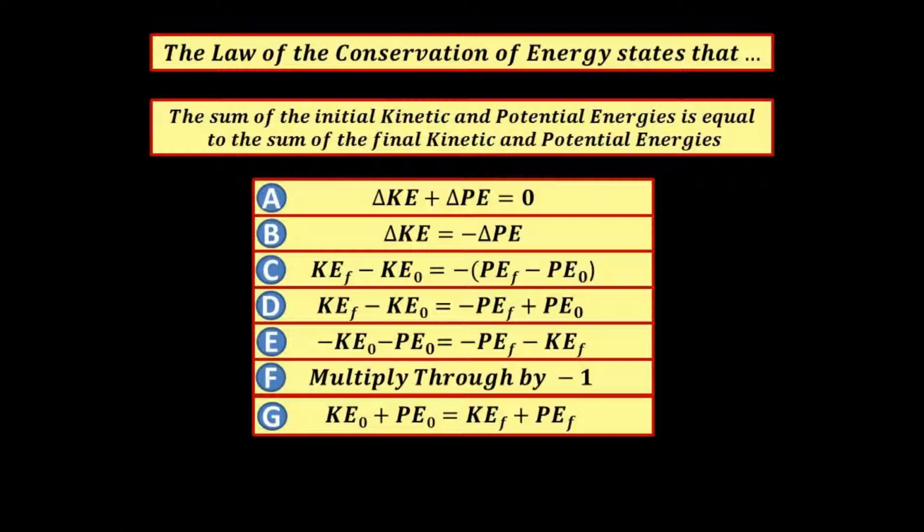Then simply rearranging equation D, we get equation E multiplied through by a -1, and we get the equation which is consistent with the law of the conservation of energy, which states again that the sum of the initial kinetic and potential energies is equal to the sum of the final kinetic and potential energies. That's where we will begin.